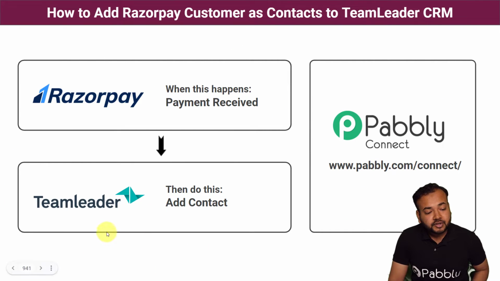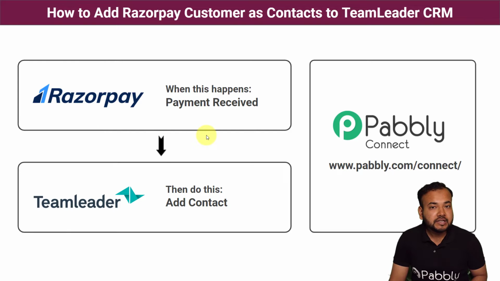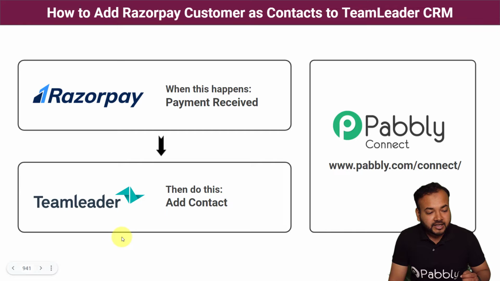So the flow of this automation is going to look like this. As and when you receive a payment via Razorpay payment page from any customer, the same customer will be added as a new contact here in TeamLeader. Okay, and to make this happen, we are using Pabbly Connect, which is an integration and automation tool. And guys, here you don't have to manually sort out the details of your customer and put the customers one by one as contacts in TeamLeader. As and when you receive a payment, the same person is going to be added as contact in TeamLeader automatically.